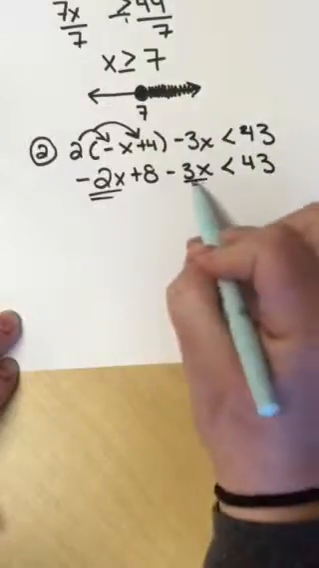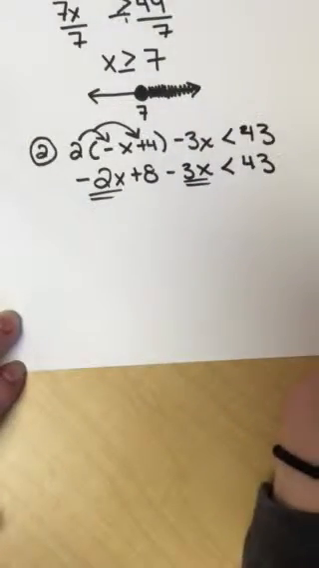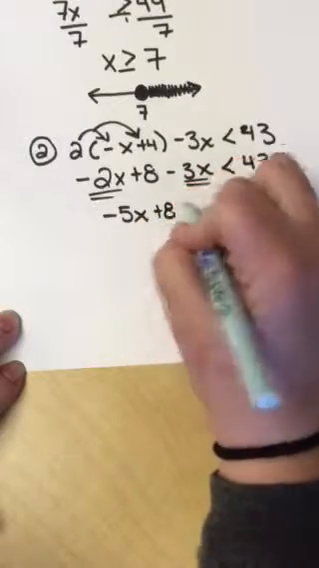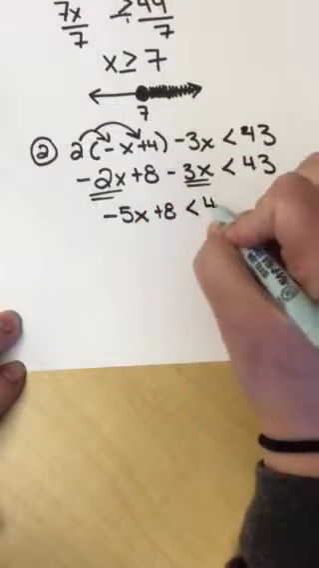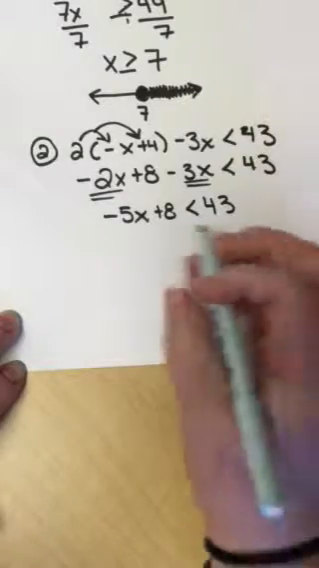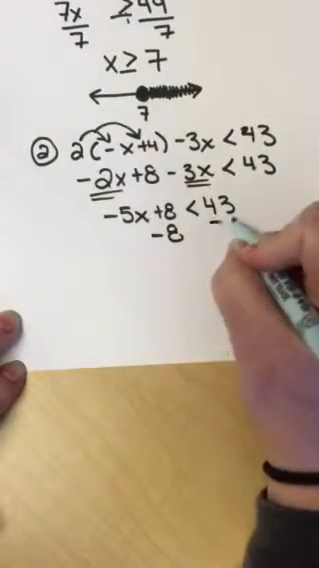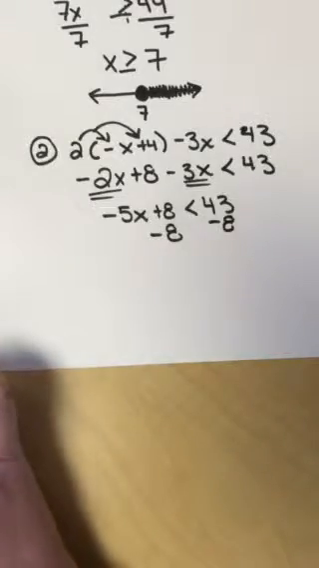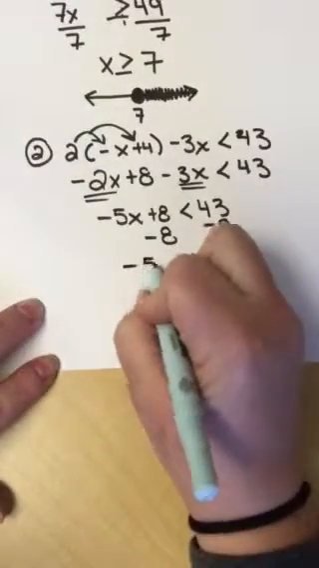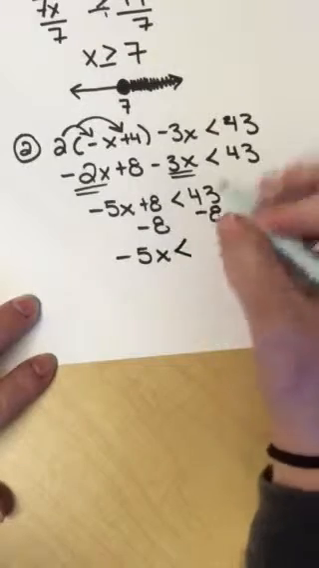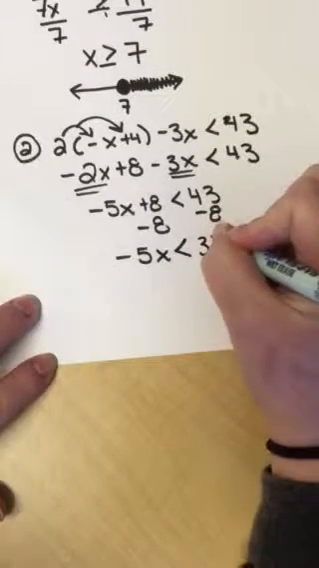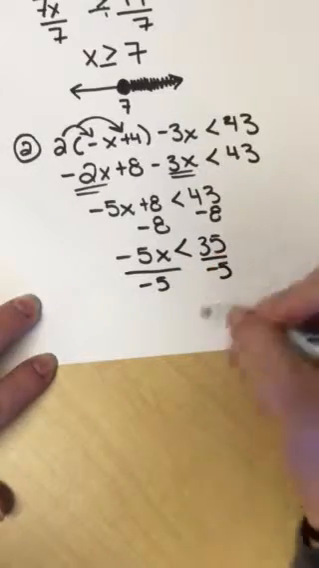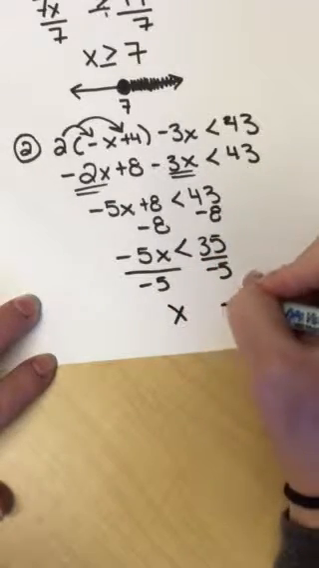I'm going to add my apples and my apples. So a negative 2x and a negative 3x makes a negative 5x, plus 8 is less than 43. I am then going to subtract my 8 and subtract my 8. Don't guess. Use your calculator. Do 43 minus 8. So you have negative 5x is less than 35. Divide by negative 5. Divide by negative 5. x, and then get a negative 7.